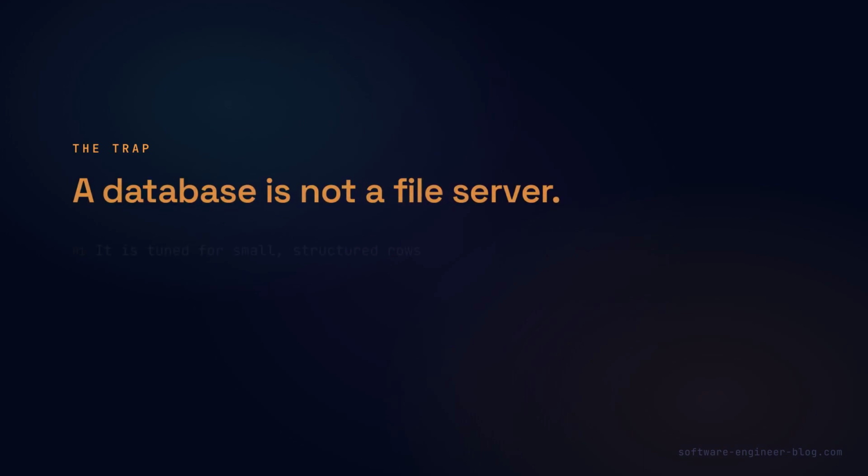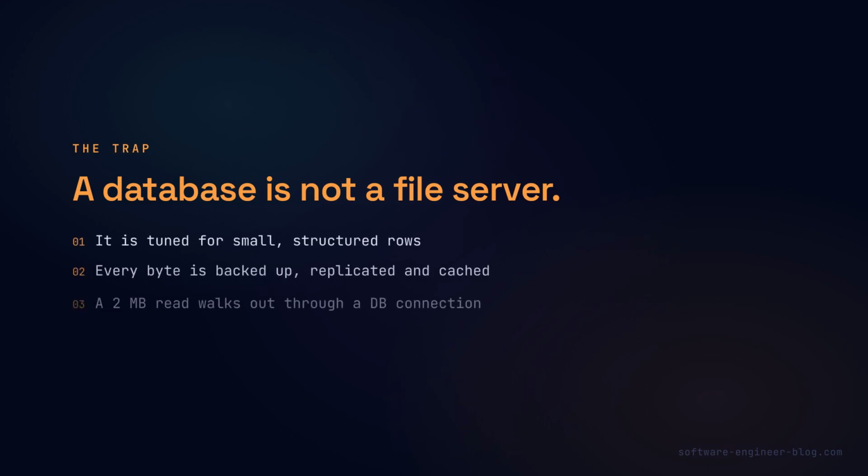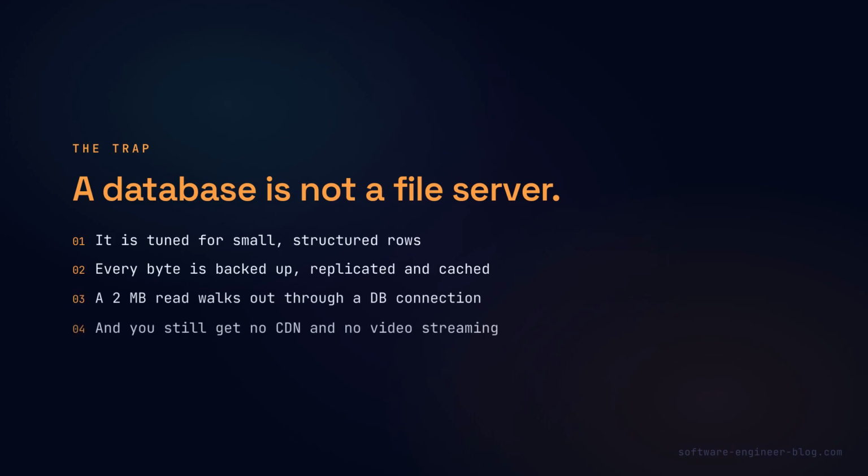So here is the trap, said plainly. A database is not a file server. It is tuned for small, structured rows, things you filter, sort, and join. Every byte you put in it gets backed up, copied to the standby, and pulled into memory. Reading one photo means dragging 2 megabytes out through a database connection, and connections are the scarcest thing you own. Meanwhile, the cache that should be holding your indexes is holding somebody's holiday picture. And after all of that, you still cannot put a content delivery network in front of it, and you still cannot stream video out of it.